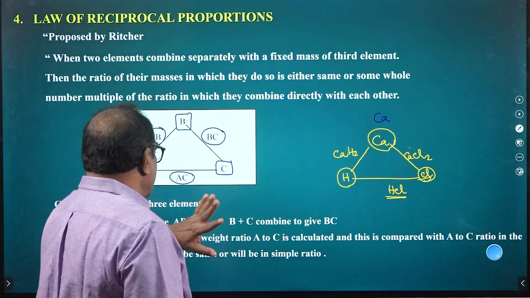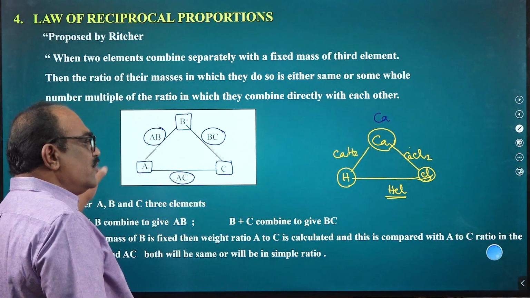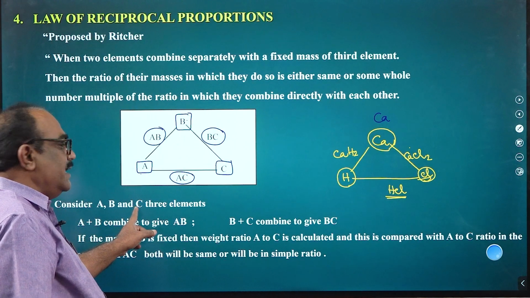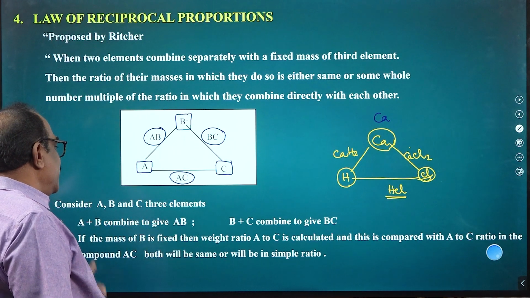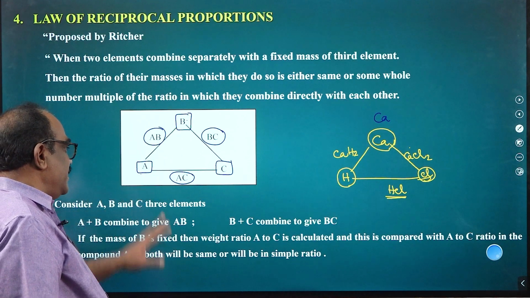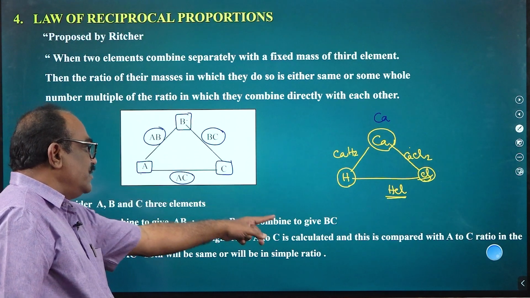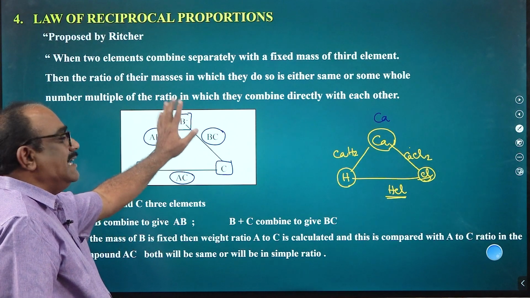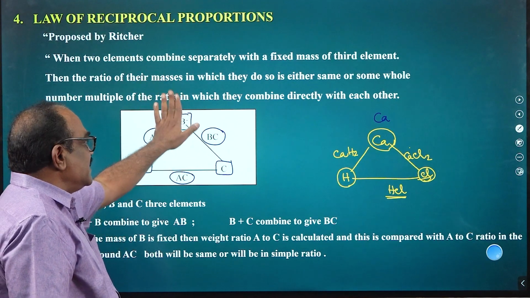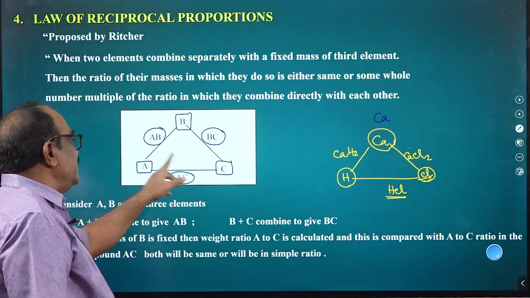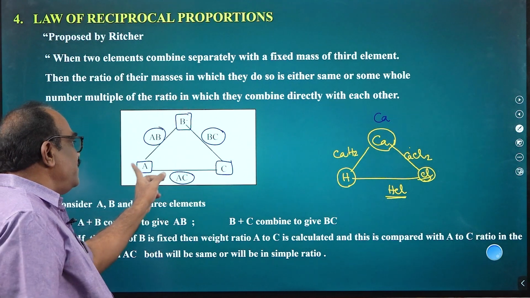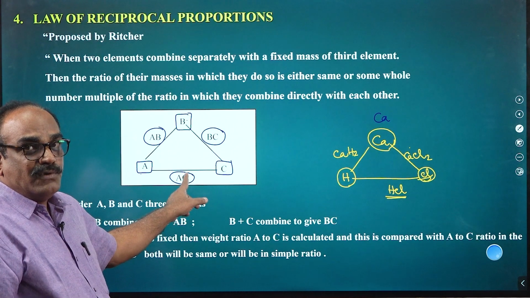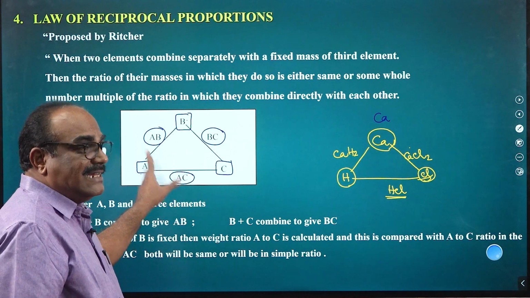Let us go to some of the models here. Before going to that, let us see the explanation given here. Consider A, B and C are three elements. A plus B combine to give AB. B plus C combine to give BC. If the mass of B is fixed, meaning this middle element's mass is fixed, with a fixed mass of this, what are these elements' weights combining? The same weight ratio is maintained even in the formation of chemical compound AC. So, that is to be illustrated.